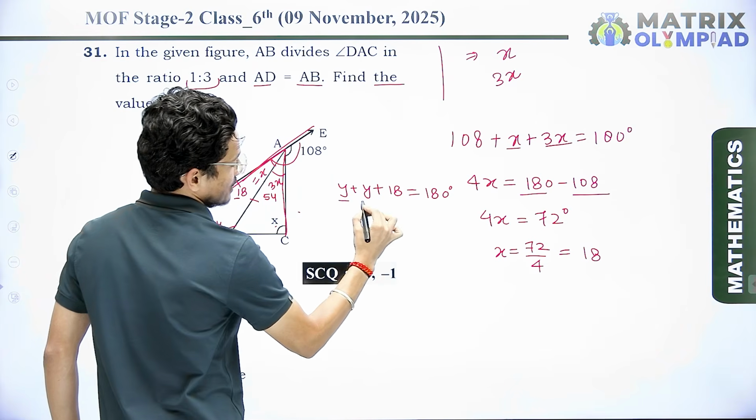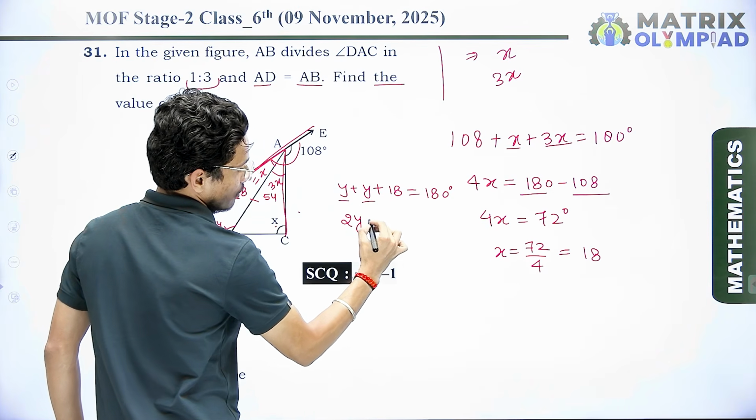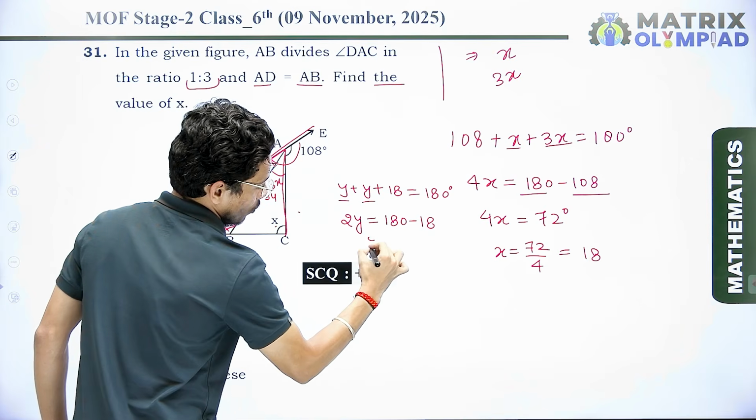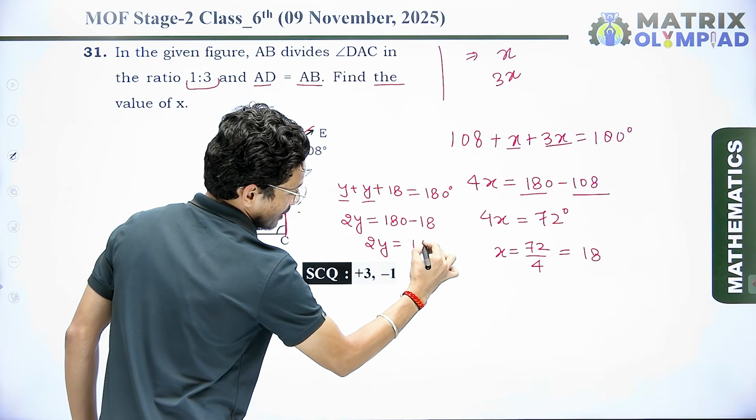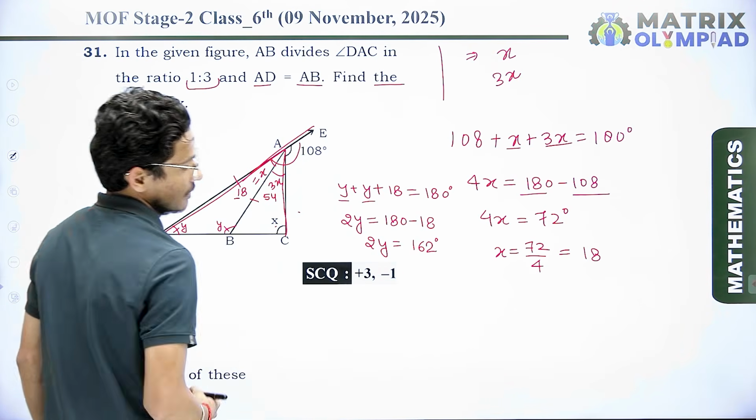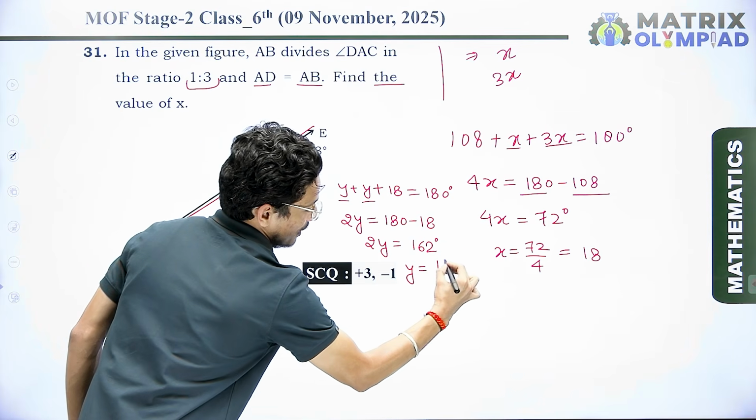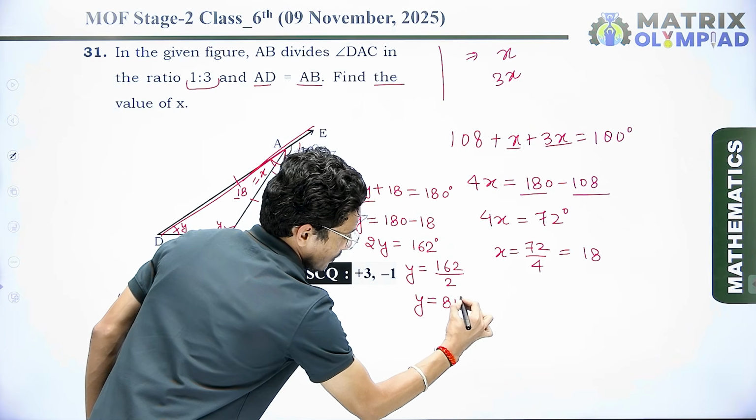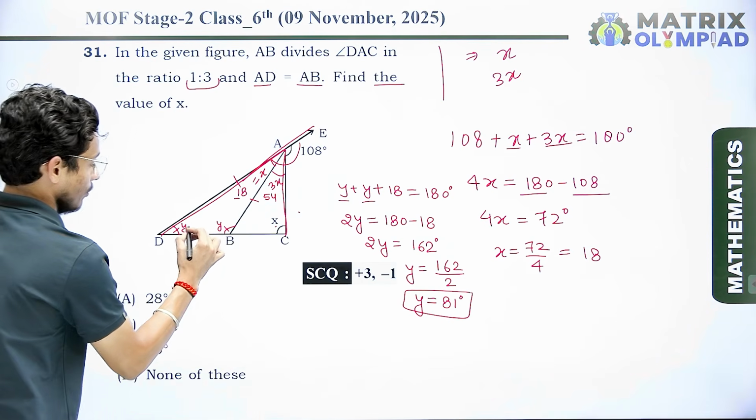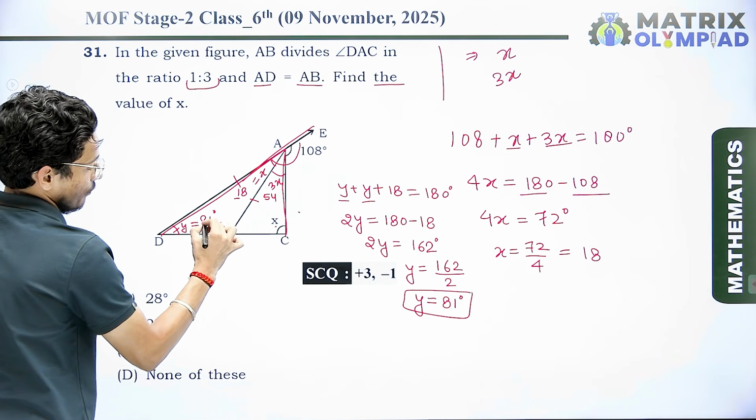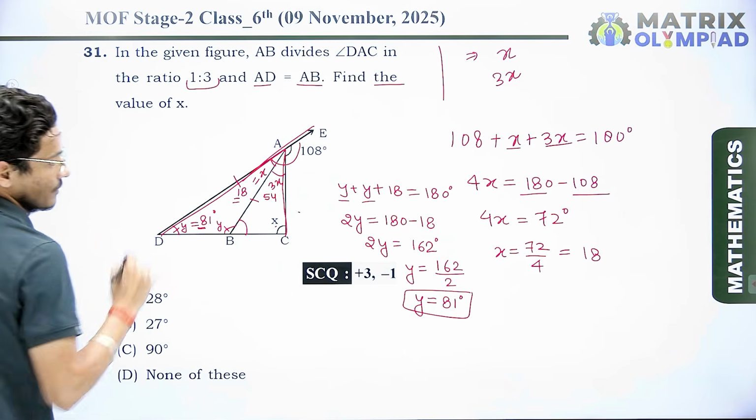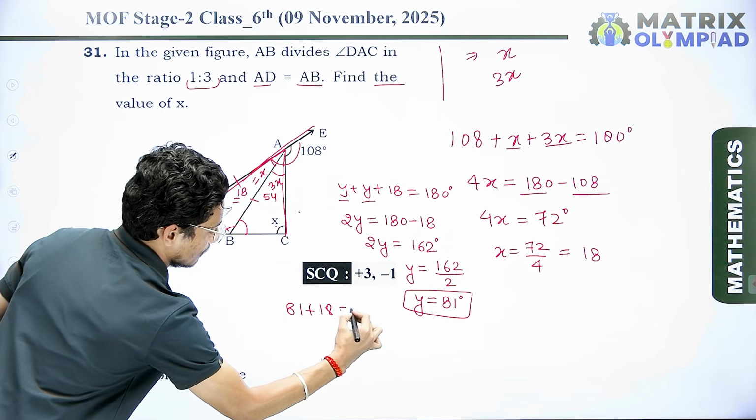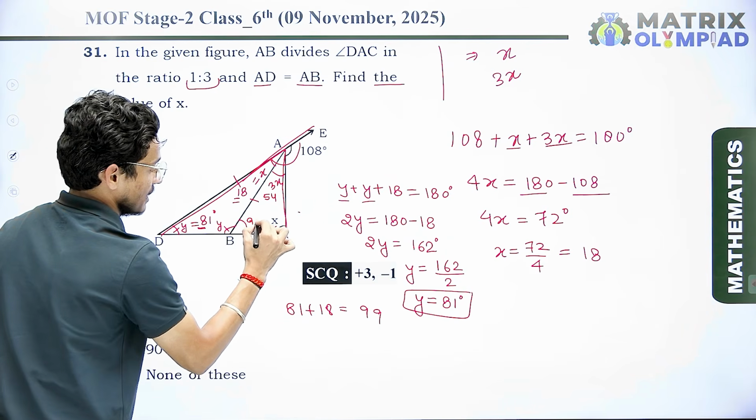Now again we can say that y plus y, here we have 2y, which is equal to 180 minus 18. So 2y is equal to 162 degrees. So now the value of y is equal to 162 divided by 2. So now we can say that y is equal to 81. Okay, we know this one is 81 and the sum of this angle and this angle is equal to this one. So here we can say that 81 plus 18 is equal to 99. So here this angle is 99.